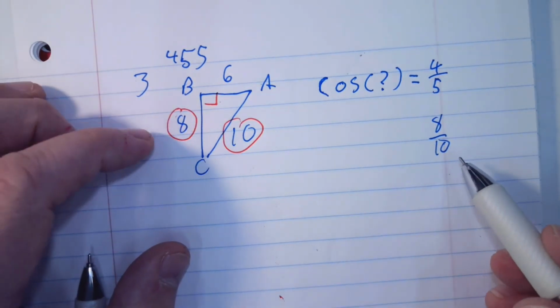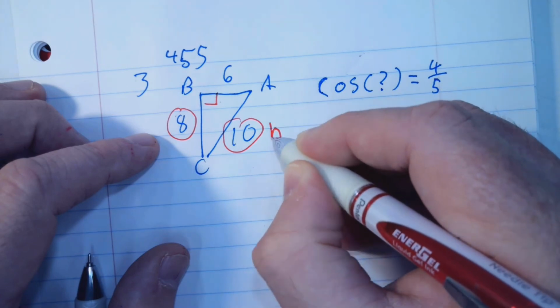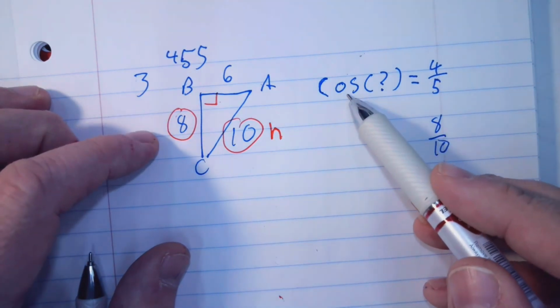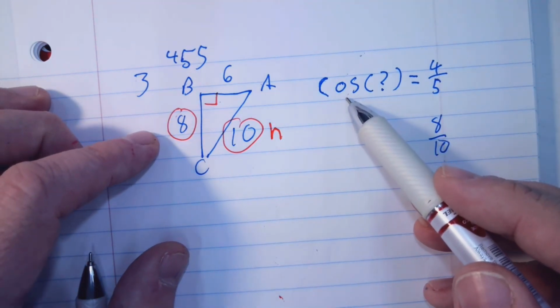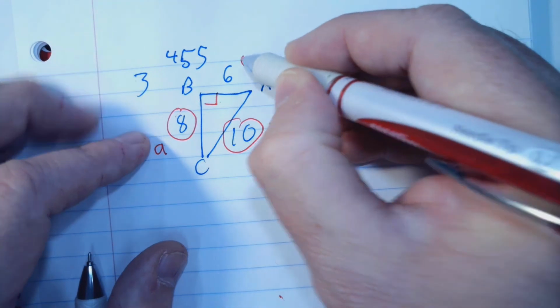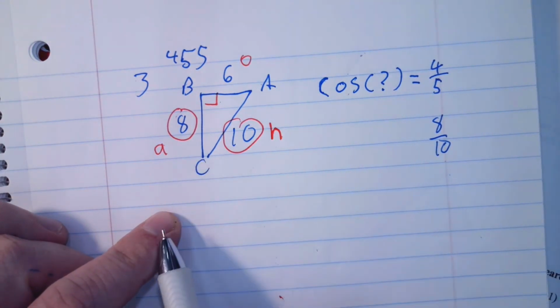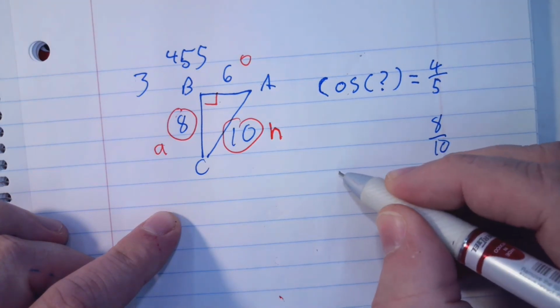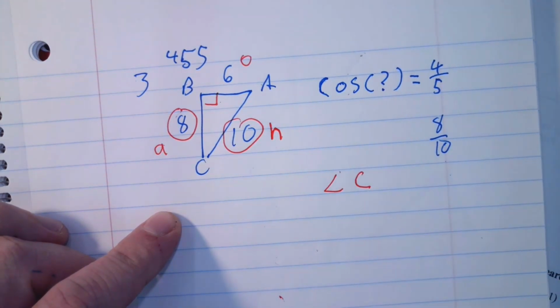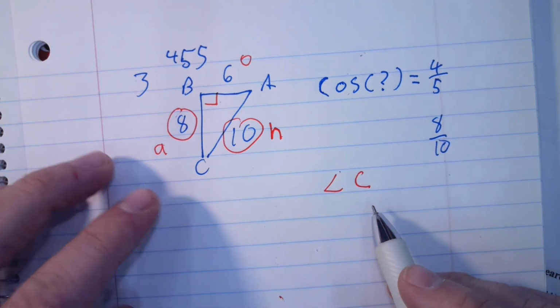Okay, so 10 is definitely the hypotenuse, right? And with cosine, what do I want? Adjacent or opposite? I want adjacent. So which angle is this adjacent to? So the answer is angle C. You see how we did that? It's kind of weird, backwards thinking.